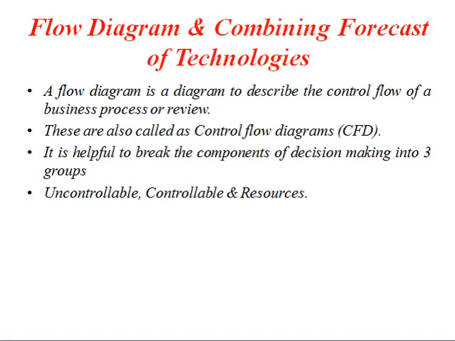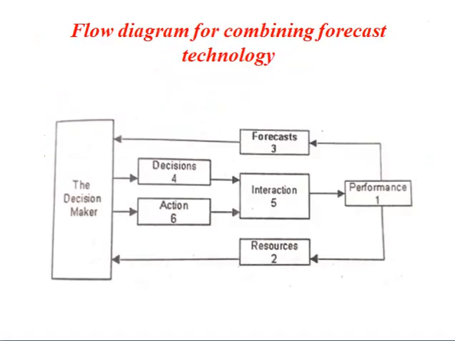This diagram is helpful to break the components of a decision-making into three main groups: an uncontrollable group, a controllable group, and the resources used. Now we can see the combining of forecasting technology with the flow diagram, where the decision maker makes the consideration and the decision, and how the interrelation is taken with the different performances.